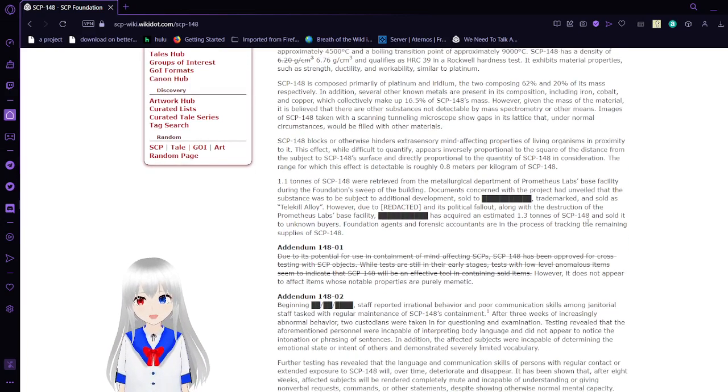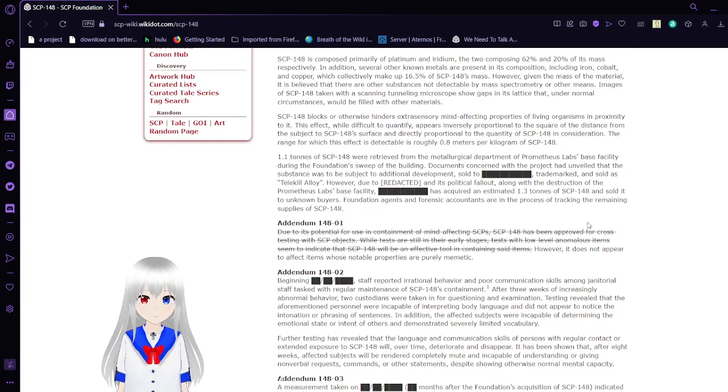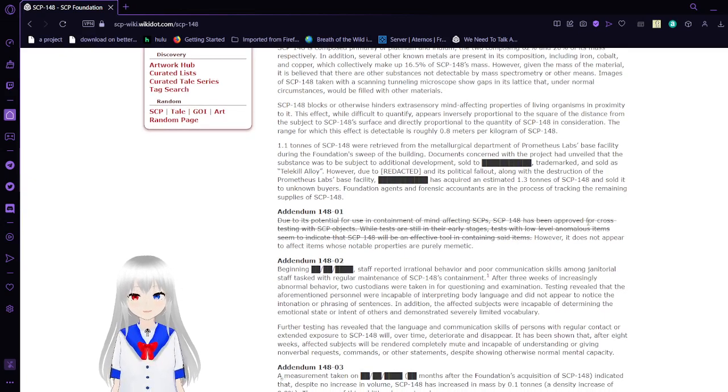SCP-148 is composed primarily of platinum and iridium, the two composing 62% and 20% of its mass, respectively. In addition, several other known metals are present in its composition, including iron, cobalt, and copper, which collectively make up 16.5% of SCP-148's mass. However, given the mass of the material, it is believed that there are other substances not detectable by mass spectrometry or other means. Images of SCP-148 taken with the scanning tunneling microscope show gaps in its lattice that, under normal circumstances, would be filled with other materials.